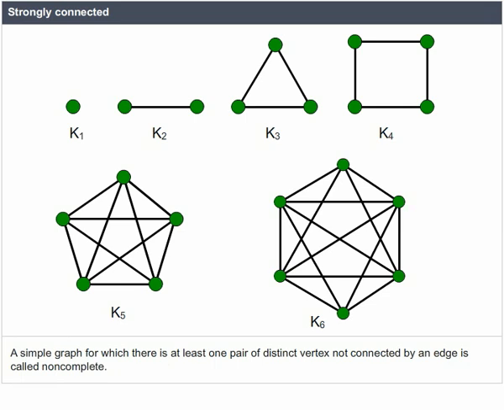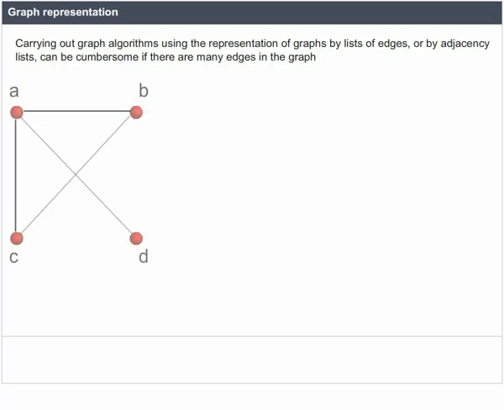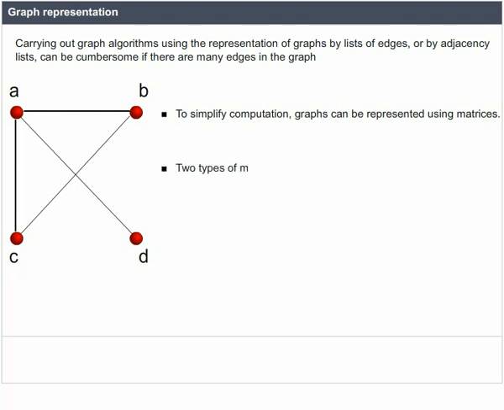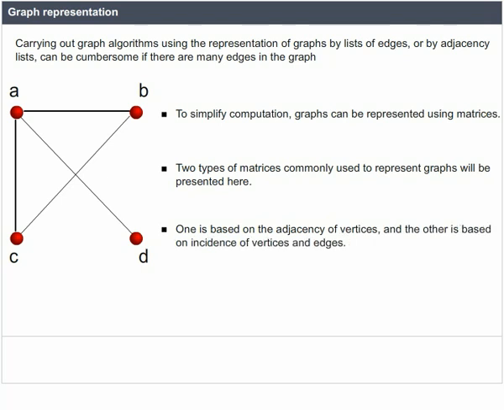Graphical representation. Carrying out graph algorithms using the representation of graphs by list of edges or by adjacency list can be cumbersome if there are many edges in the graph. To simplify computation, graphs can be represented using matrices. Two types of matrices commonly used to represent graphs will be presented here. One is based on the adjacency of vertices and the other is based on incidence of vertices and edges.